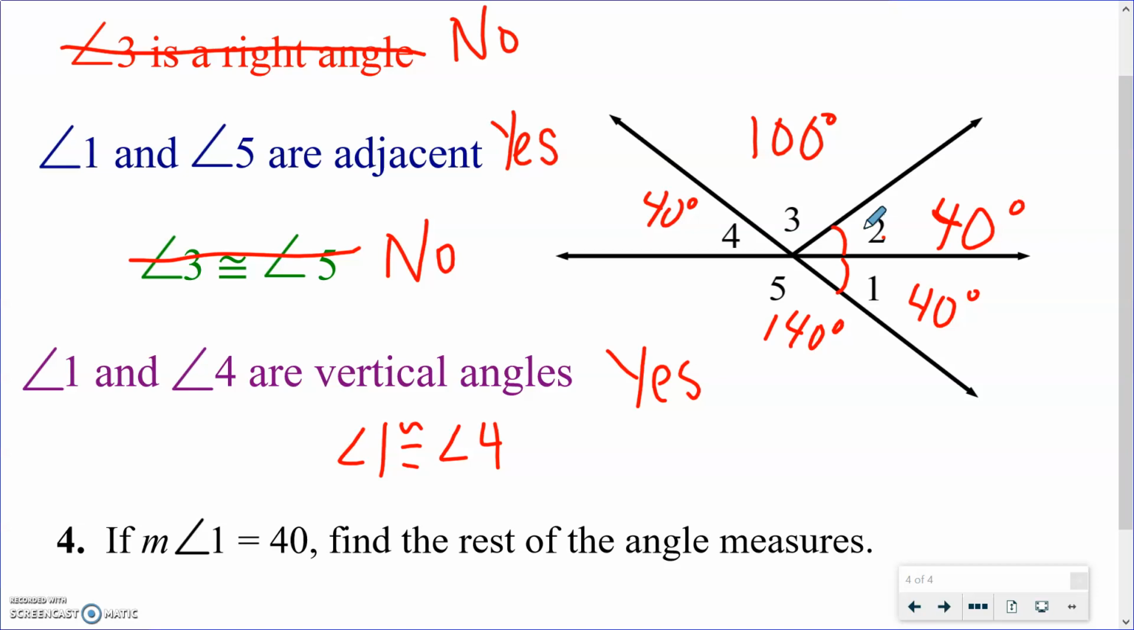But the really nice thing here is that the more vocab and the more properties and parts we know about angles, the more we can conclude and draw conclusions and figure out missing parts and pieces. All right, so that is all I have for you today.